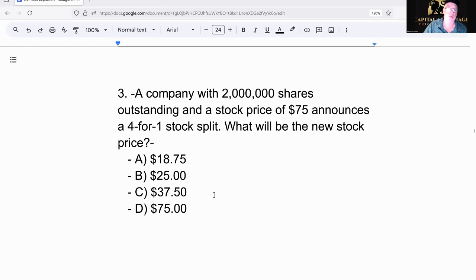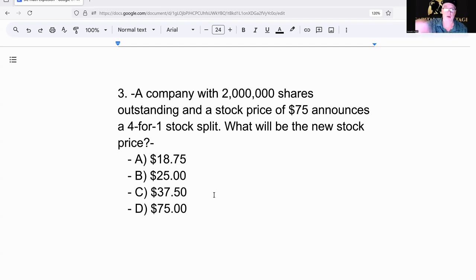Okay, a company with 2 million shares outstanding, their stock price is 75, announces a 4-for-1 stock split. So what do I do? I do 4 divided by 1. That gives me a multiplier of 4. Multiply times the shares, there's 8 million shares. And then I divide the 75 by 4. 75 divided by 4 equals 18.75.